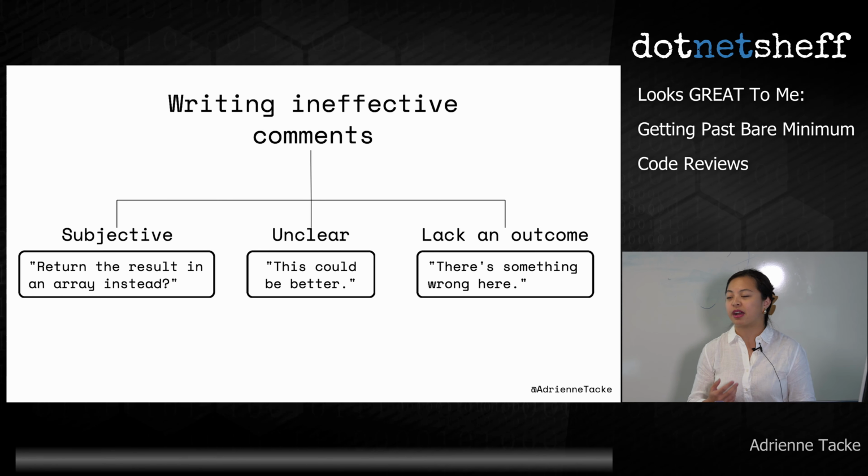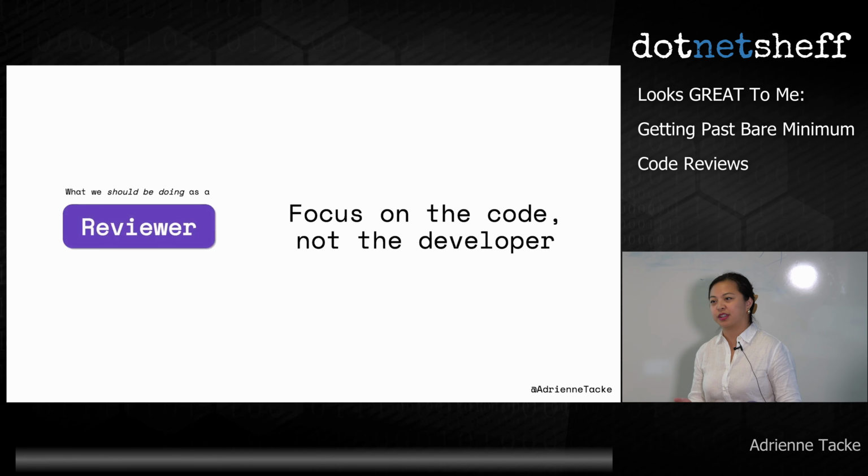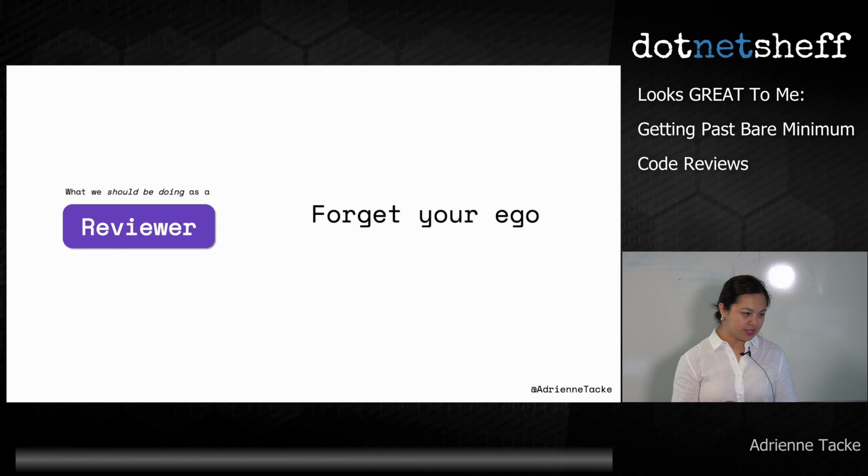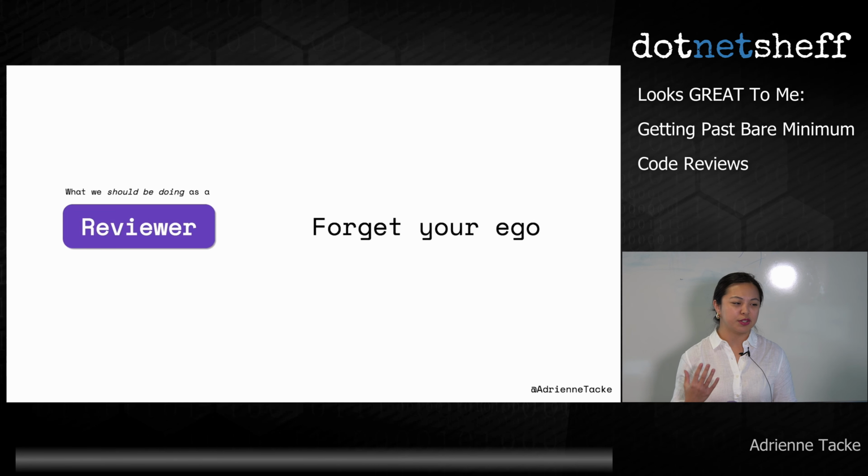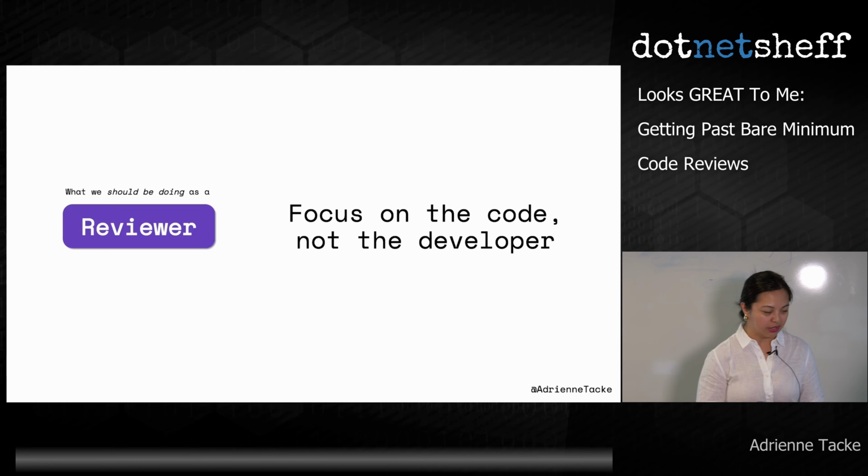So how do we fix those things? Well, first and foremost, we focus on the code, not the developer. And I think it's skipped there. Forget your ego as well. These are two things that we should hold so closely to us in professional software development that it shouldn't even need to be said. But yet here I am, 2024, reminding everybody to leave your ego out of the door and focus on the code rather than the developer.